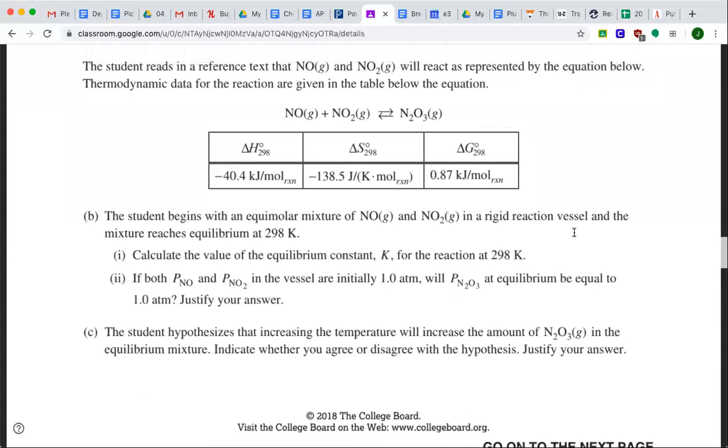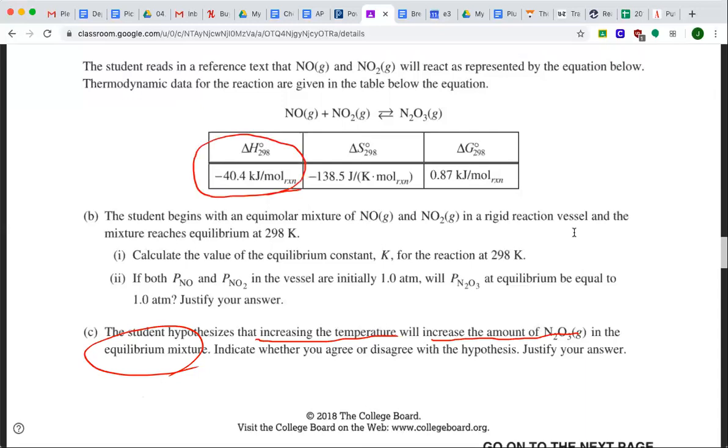So the student hypothesizes that increasing the temperature will increase the amount of NO2 in the equilibrium mixture. Indicate whether you agree or disagree with the hypothesis and justify. Okay, so the important thing to notice here is that this is an exothermic reaction.